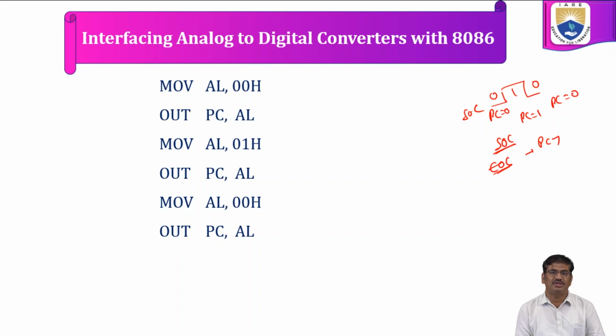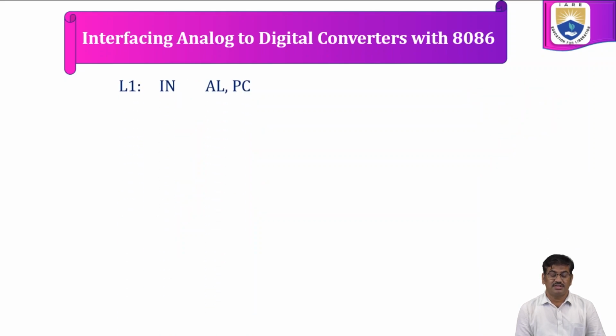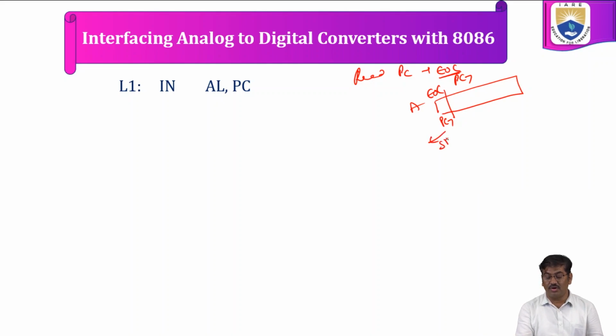For reading port C, we will write the instruction IN AL, port C. So this is for reading port C. The purpose of this is that we want to check the EOC signal. EOC is only one bit, connected to port C7. So whatever value was read into the accumulator, we want to check the port C7 bit, which is the EOC signal.